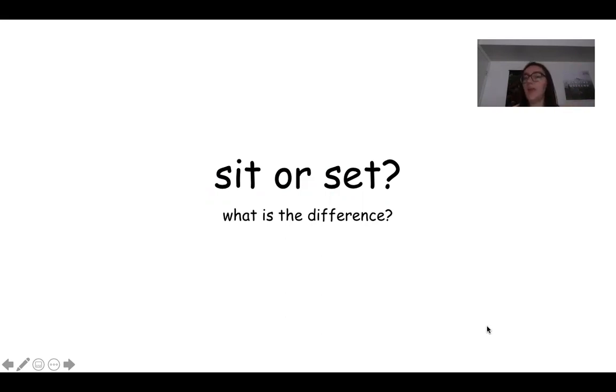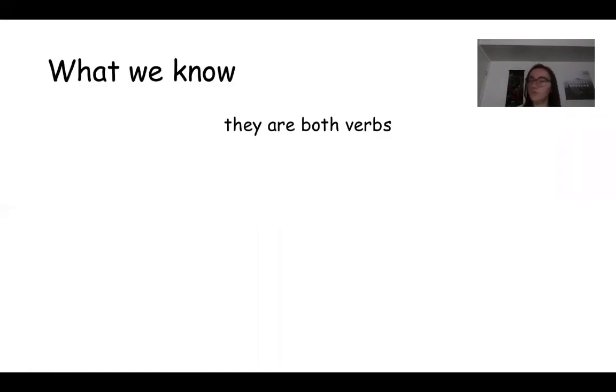Between the two. And the two we're going to talk about today are sit and set. So that's sit, or set. What we know is they are both verbs. Sit and set are both verbs. So that means we can change them into past tense, right?